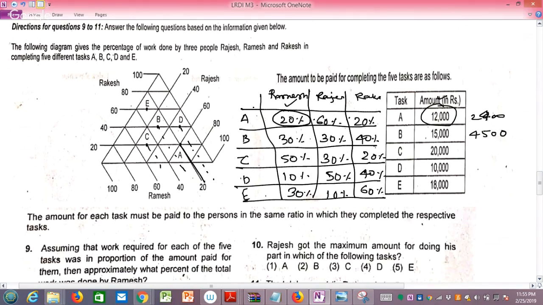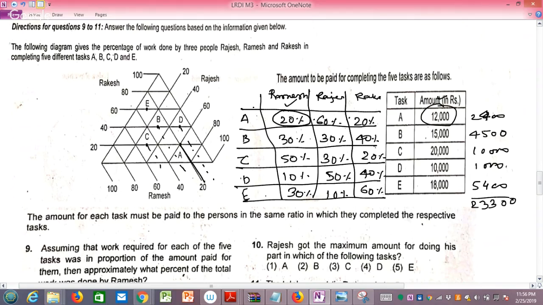ठीक है. Then 20,000 का 50 तो 10,000. फिर 10,000 का 10 तो 1,000 and then 18,000 का 30 तो 5,400. So if you sum this up, how much you will get? So how much you are getting here? 23,300 you are getting.